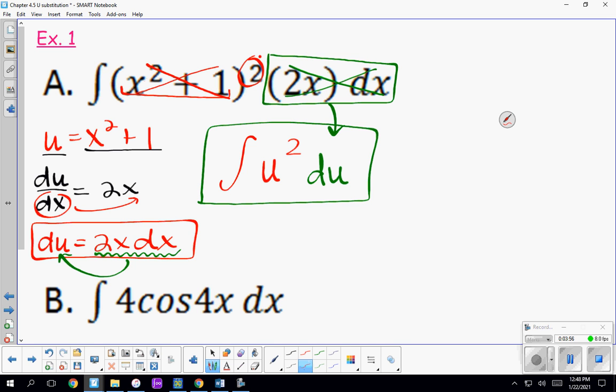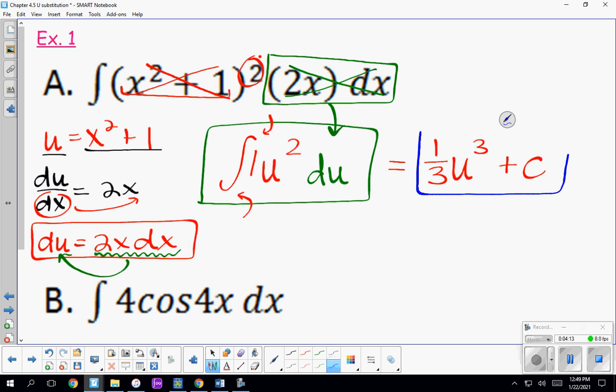So when I integrate, remember, we're going to add 1 to the exponent, and we're going to take that original coefficient and divide by our new exponent. Since this is an indefinite integral, meaning no upper and lower bounds, we do need our plus c. And this would be the answer, except for the fact that we don't want to see u's in our answer.